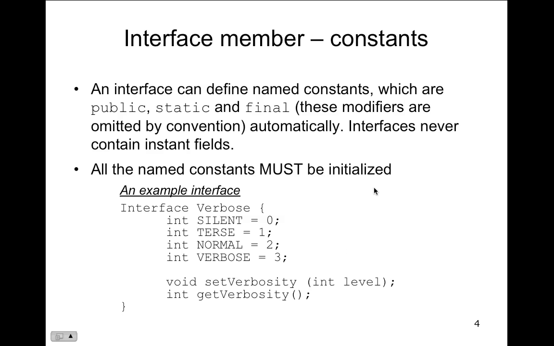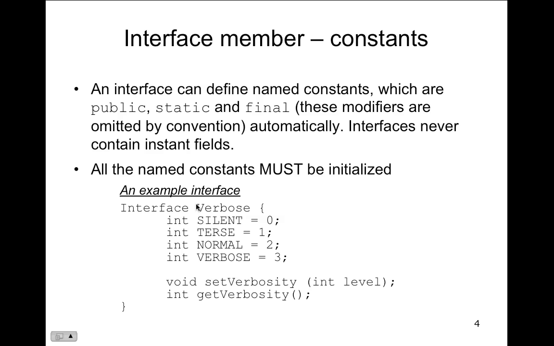So here we have an interface Verbose where we have integer Silence, Terse, Normal, Loud, and so on. I guess that means wordy. And we have them initialized. We have to initialize the named constants that we're using, but we don't have to follow with public, private, protected, static, nothing. We don't have to specify the access modifiers because they're going to come in as public, static, and final automatically, since we're going to use this as an interface.